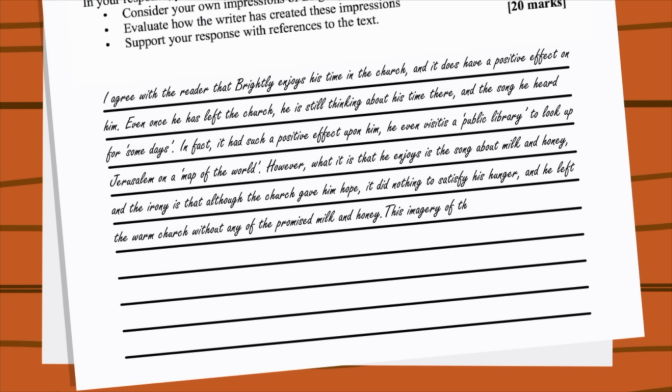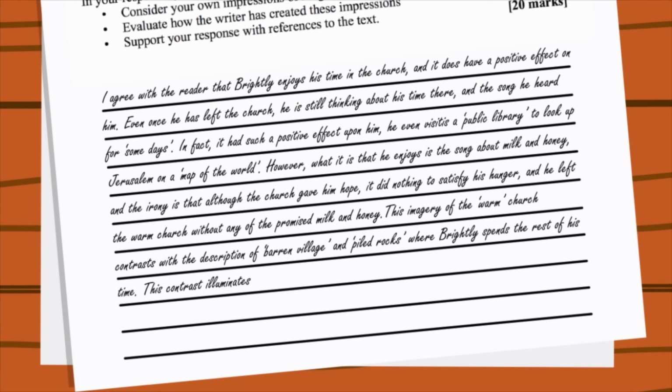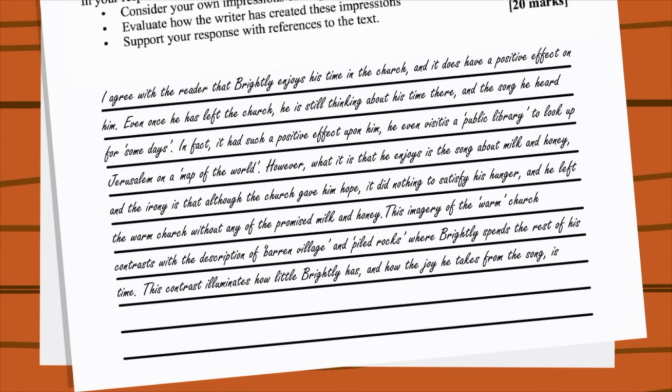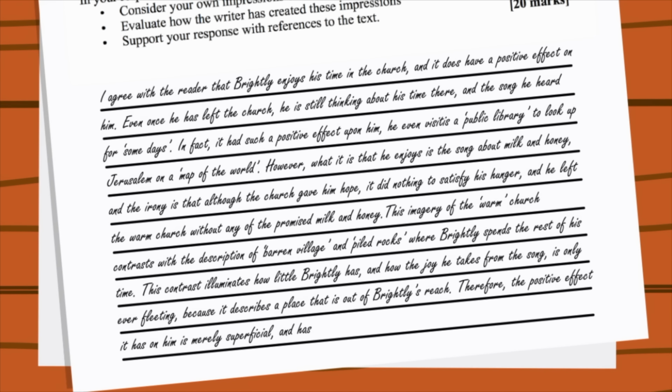This imagery of the warm church contrasts with the description of the barren village and piled rocks where Brightly spends the rest of his time, and this contrast illuminates how little Brightly has and how the joy he takes from the song is only ever fleeting because it describes a place that is out of Brightly's reach. Therefore, the positive effect it has on him is merely superficial and has no real tangible benefit to Brightly's life.